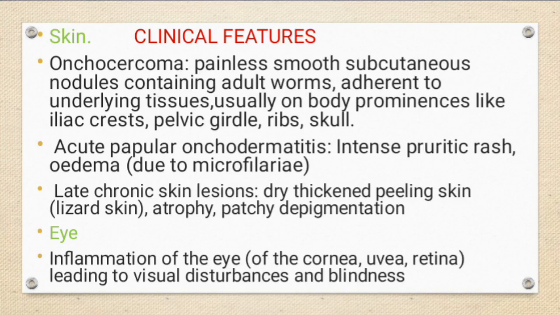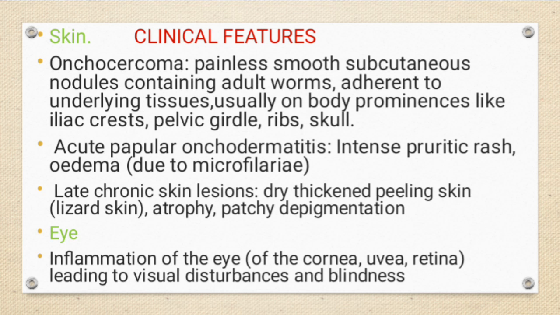It will present with clinical features, which may present either in the skin or in the eye, depending. When it is in the skin, there will be onchocercomas, which are painless, smooth subcutaneous nodules containing adult worms, adherent to the underlying tissue, usually on body prominences like the iliac crest, pelvic girdle, ribs, and skull.